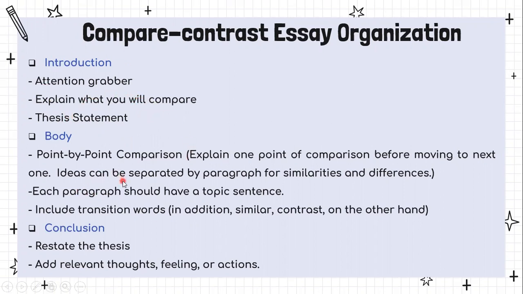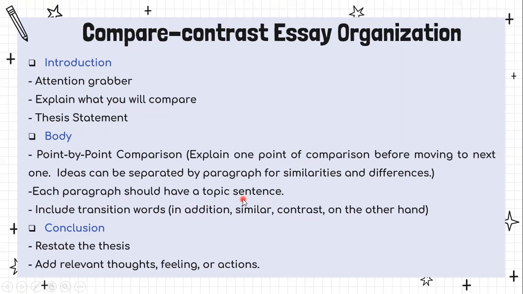Now I start with the body, in which I should have, as I told you for now, 2 paragraphs. Okay, I should write or organize my ideas point by point. Now instead of writing every point in one paragraph, what I want you to do is separate the paragraphs for similarities and differences. So one paragraph in which you write the similarities and one paragraph in which you write the differences. Okay, then in each paragraph, we should have a topic sentence, the first sentence.